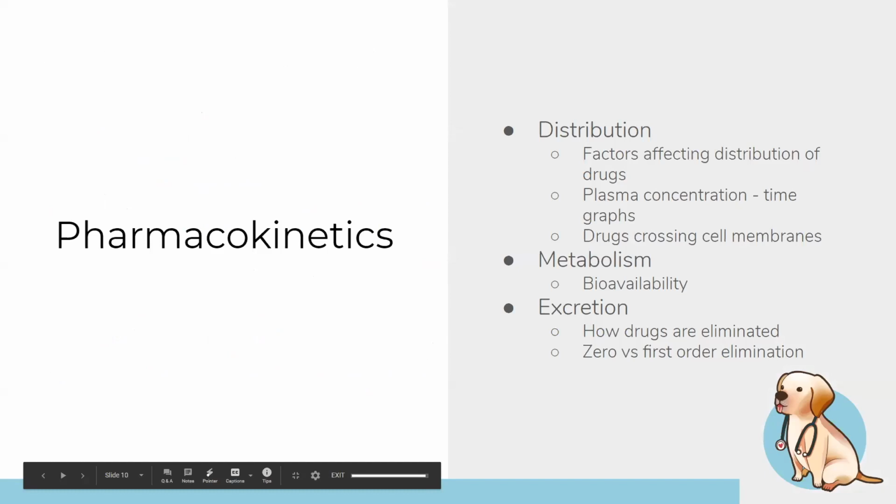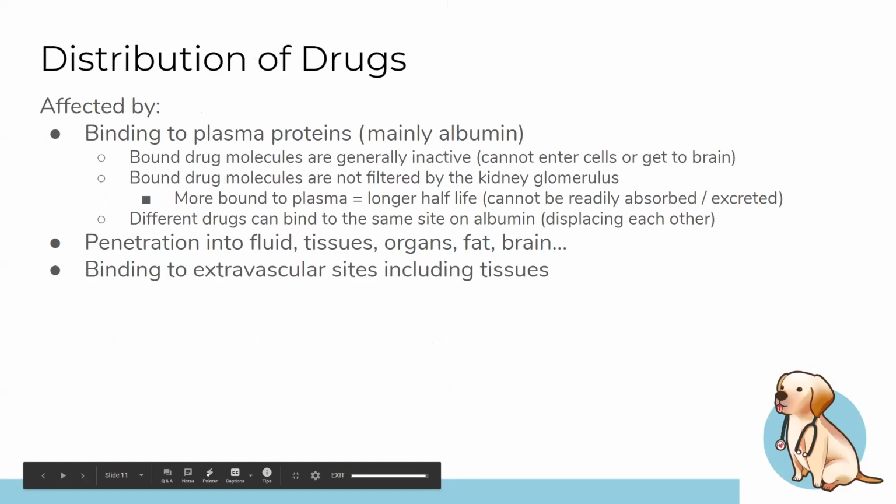So just going to cover distribution, metabolism, and excretion. So starting with distribution of drugs. It's affected by binding to plasma proteins, the main one being albumin. So drugs that are bound to plasma proteins are inactive. So they can't enter cells or get to the brain. And because they're bound, they are also not filtered by the kidney glomerulus.